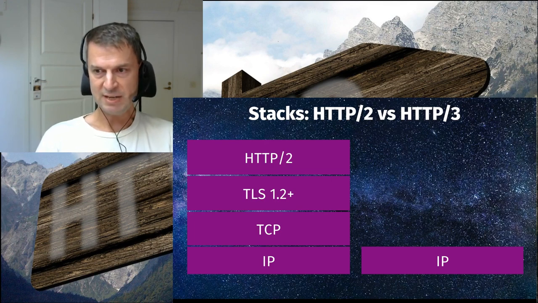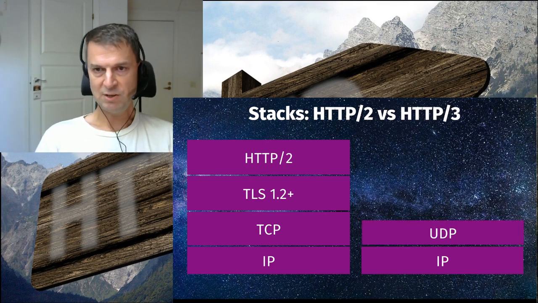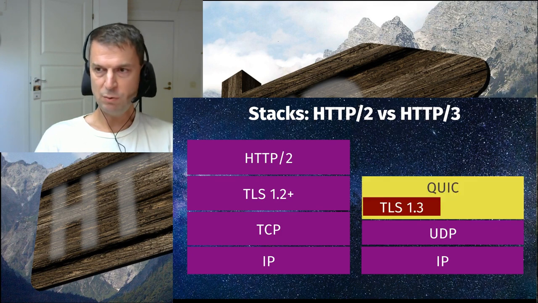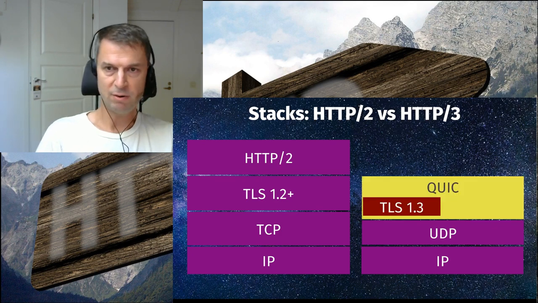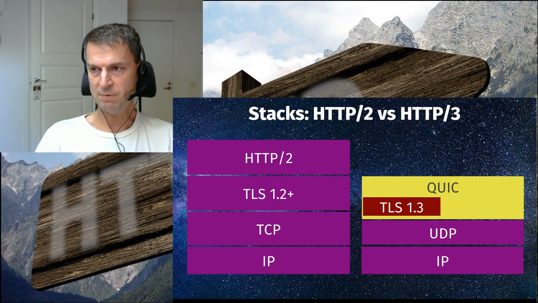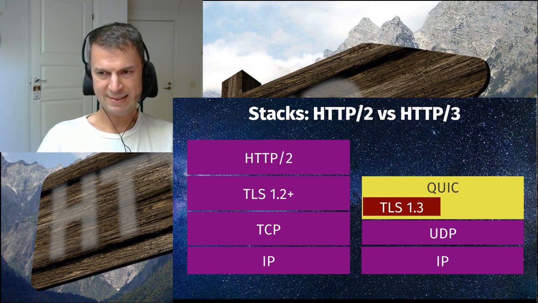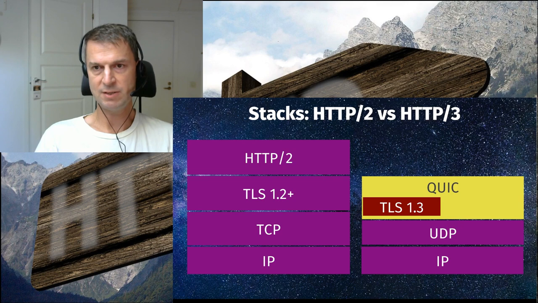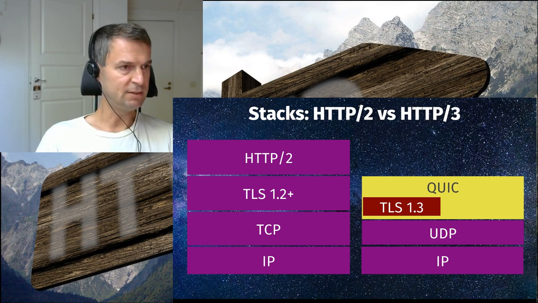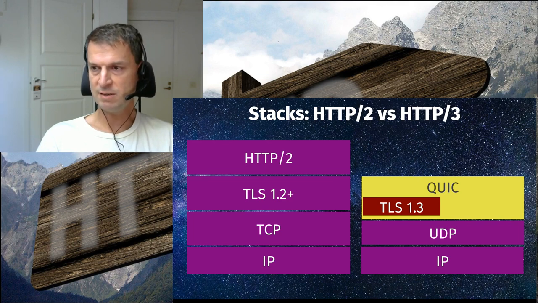That's the HTTP/2 stack on the left, and on the right, we have the IP, we put UDP over that because, as I said, we don't introduce a new protocol there. And then we put the QUIC stack on top of UDP. QUIC uses TLS 1.3 for encryption and security. I'll get into a little bit more TLS detail soon because it affects us as curl hackers. So I'll get back to that a bit more.